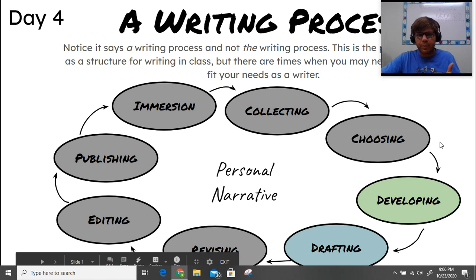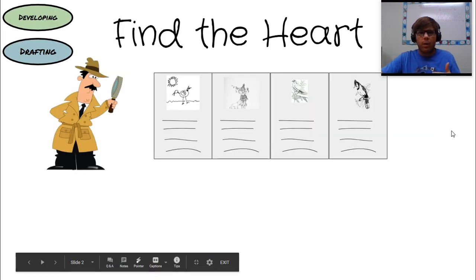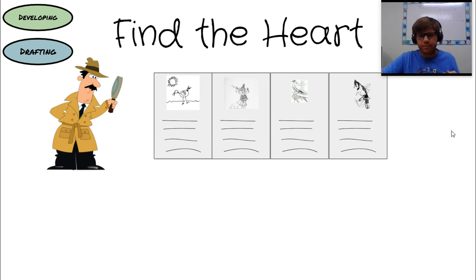So, what's our developing going to look like this week? Well, we're going to do a strategy called Find the Heart. And you're going to play detectives. And here's a pretend storyboard. I couldn't find good pictures, so that's your storyboard. Pretend that there is your storyboard, and you're going to try to find the heart.